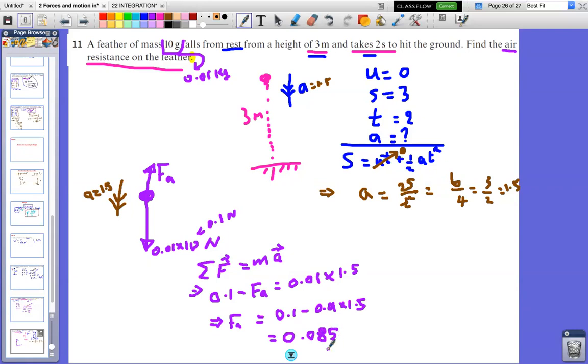0.085 newtons. So that is the air resistance on the feather.